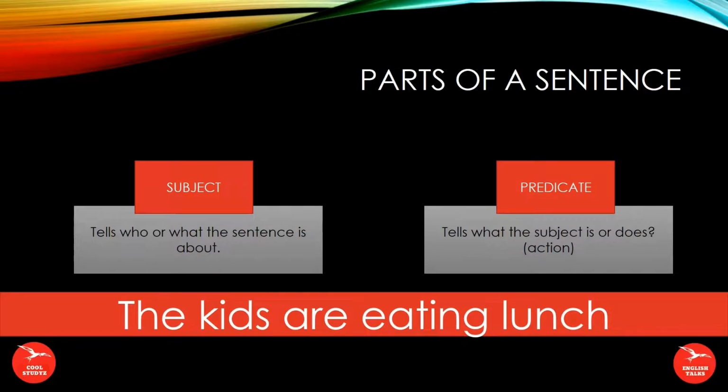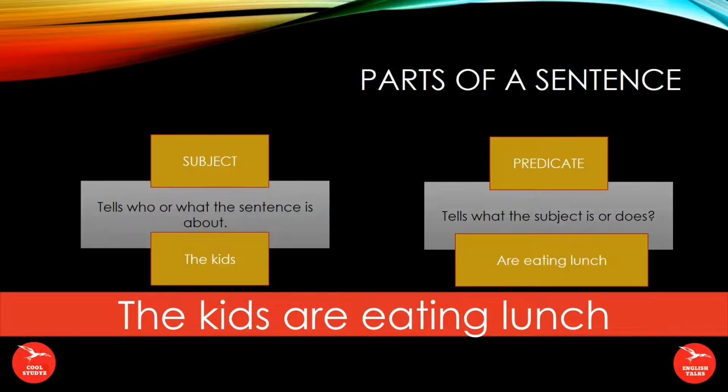So here, another example: the kids are eating lunch. The subject tells who or what the sentence is about. So the sentence is all about kids. And the predicate tells what the subject is or what the subject does, in other words, the action. So what are the kids doing? They are eating lunch. So we can say the kids are the subject and are eating lunch constitutes the predicate part of this sentence.